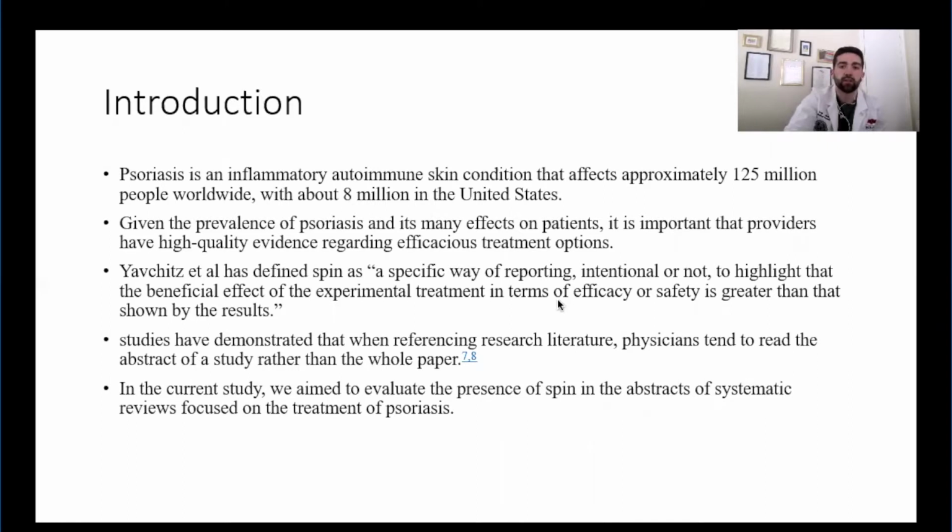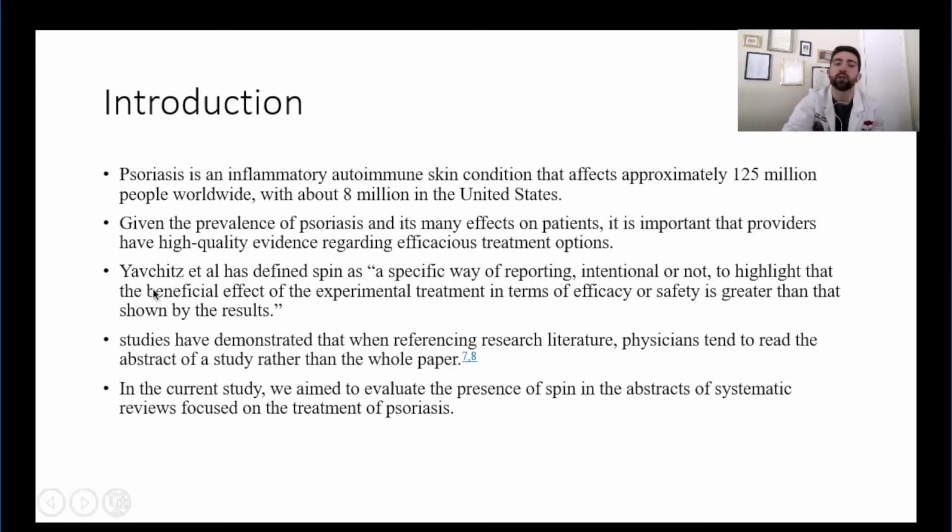Another thing about psoriasis is that it can actually have a bit of a psychiatric component. If you think about having some sort of rash on your face, or that can be irritating to the skin, this can affect patients' quality of life. And so, thinking about the psychiatric component, it's really important that all the evidence that physicians use to treat it is high quality. So, we focused on spin in psoriasis treatment.